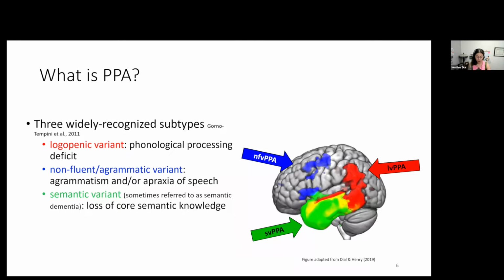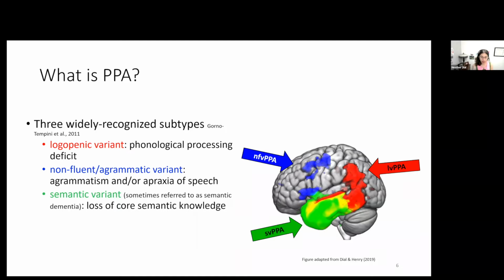When we're talking about PPA, there are three widely recognized PPA subtypes: the logopenic variant, where these individuals have phonological processing problems; the non-fluent or agrammatic variant, characterized by agrammatism and or apraxia of speech; and the semantic variant, characterized by a loss of core semantic knowledge.